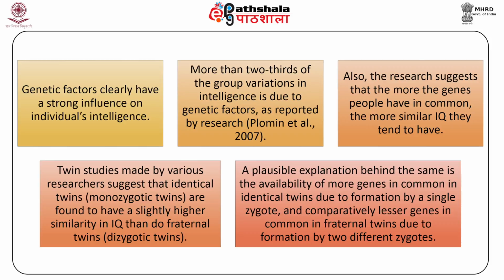Genetic factors clearly have a strong influence on individuals' intelligence. More than 50% of the group variations in intelligence is due to genetic factors, as reported by research done by Plomin. Also, the research suggests that the more genes people have in common, the more similar IQ they tend to have. Twin studies made by various researchers suggest that identical twins, or monozygotic twins, are found to have a slightly higher similarity in IQ than do fraternal twins, or dizygotic twins. A plausible explanation is the availability of more genes in common in identical twins due to formation of a single zygote, and comparatively fewer genes in common in fraternal twins due to formation of two different zygotes.